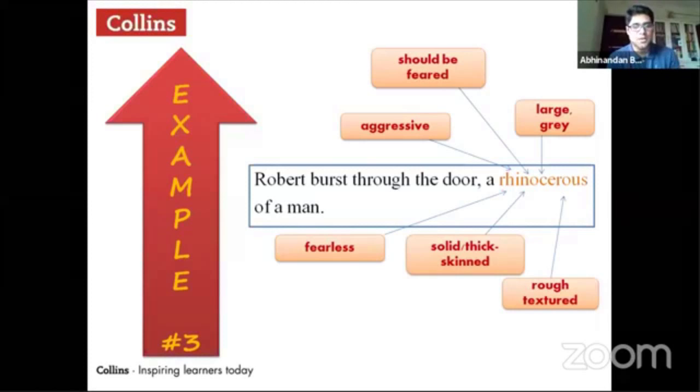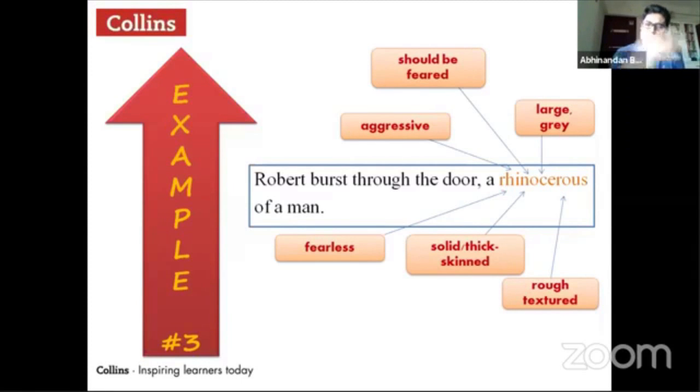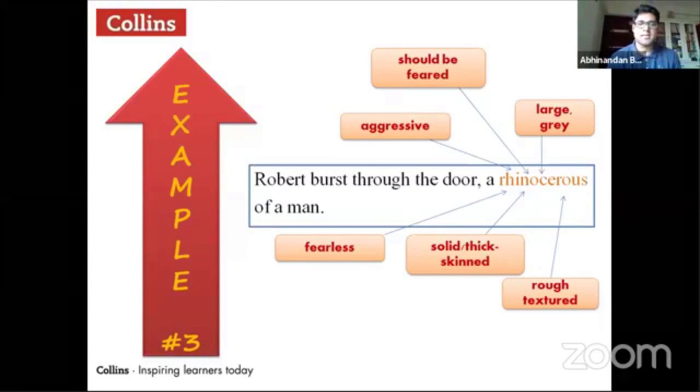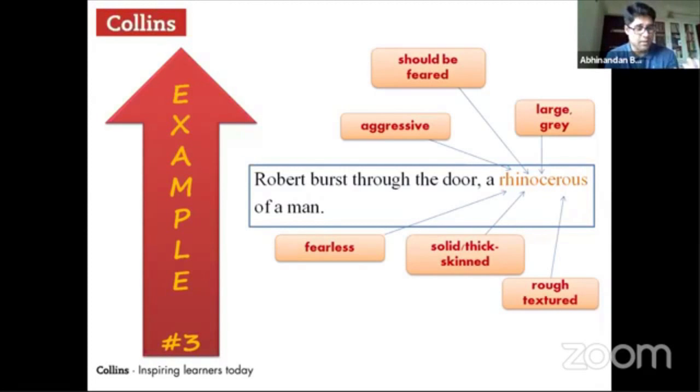Robert burst through the door, a rhinoceros of a man. Now see, one word, as I mentioned earlier, can have multiple effects. So the word rhinoceros in this context can suggest the man is aggressive. It can suggest he's a character who should be feared, who people should be afraid of. He's large and grey. He's himself quite dauntless. He's overwhelming. He has an intimidating personality.